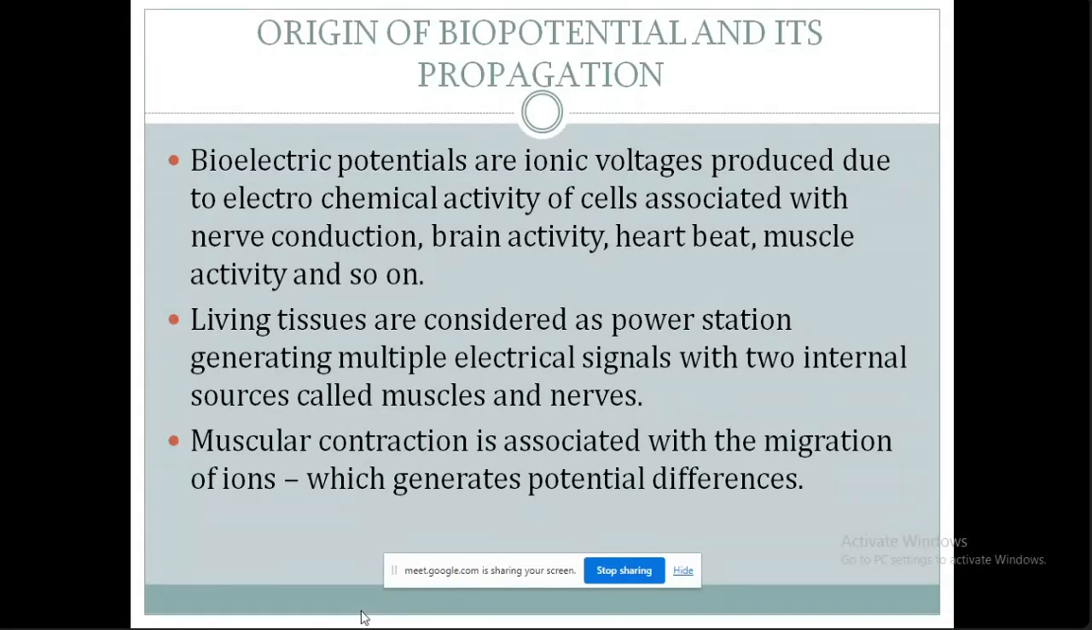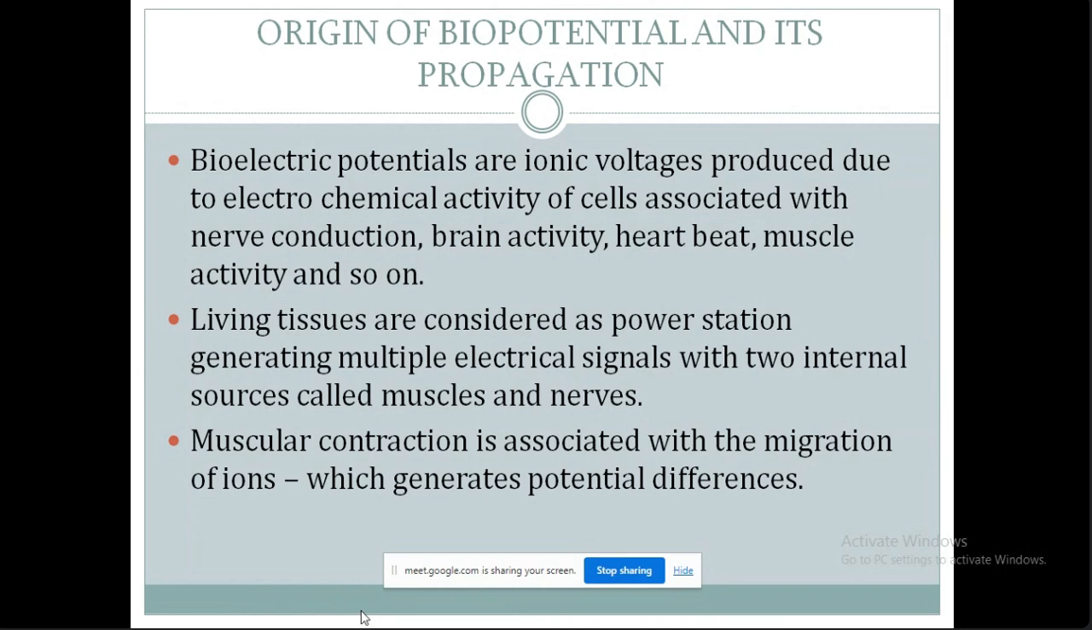We are in the biomedical instrumentation course. In this course, today we're going to discuss the origin of biopotential and its propagation. What is potential? What is biopotential? Generally, the voltage which is generated and measured is called potential. So the difference in the flow of current should be measured at two points. Here we are dealing with bioelectric potential or biopotential.